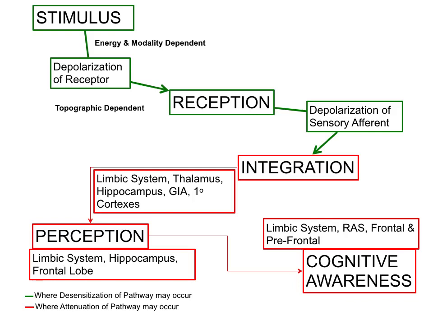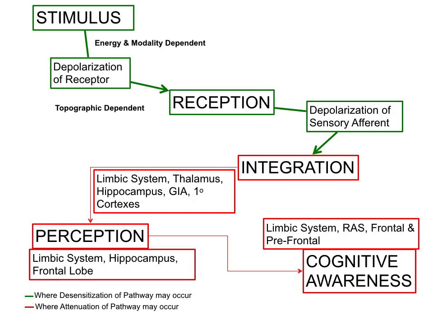And the cognitive awareness is going to be involved with the limbic system, the reticular activating system, the frontal lobe, and the prefrontal cortex within the frontal lobe. Now this pathway here, notice, is in red, and this is the indication of the attenuation pathway. This is where if we get the same stimulus over and over again, we stop paying attention to it because we're looking for the new novel stimulus. We're looking for the stimulus that's going to entertain us.